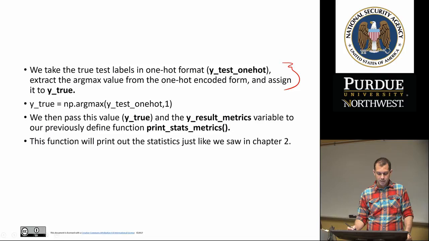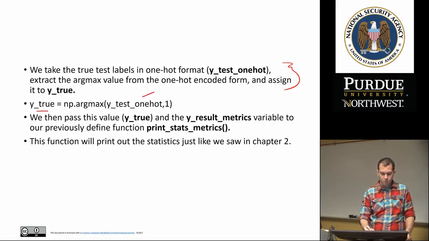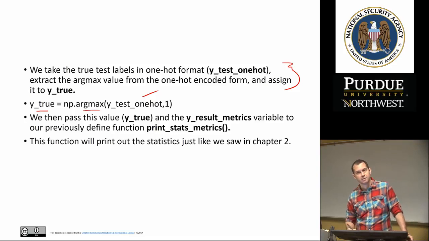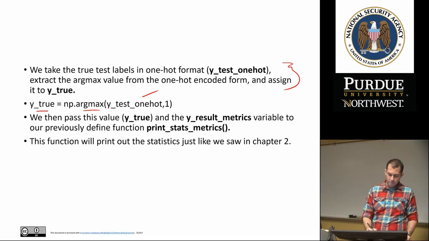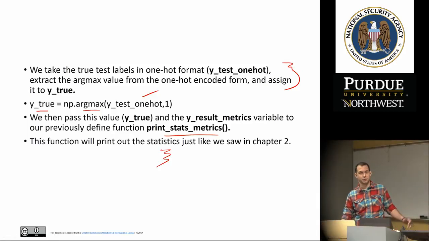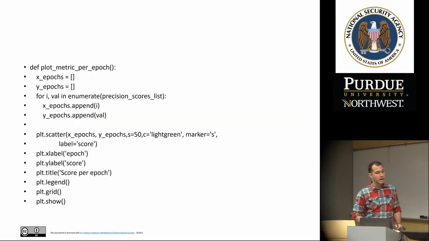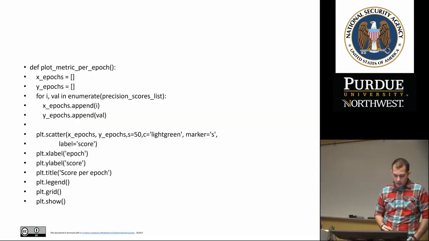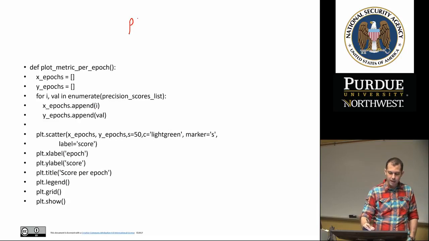I've said this several times: what ytrue is doing is it takes the one-hot encoded labels, takes the index of the maximum value of each row, and creates from a matrix a vector. Right? And then we just pass these parameters into the print stats metrics so that we can see the statistics, just like we've seen in some of the previous labs. The function is pretty much the same. Now there was one new function, which is this one, and I'll just quickly go through it. This is the plotting function.